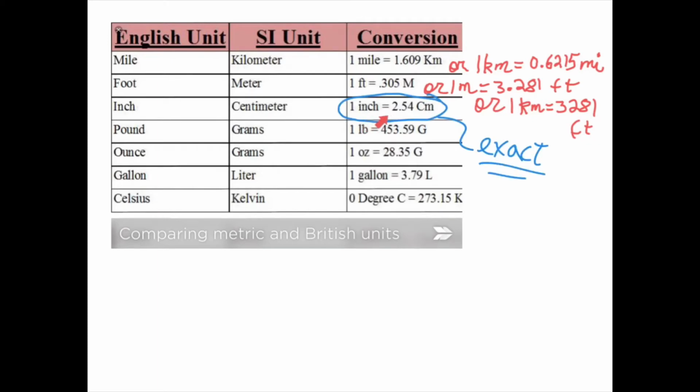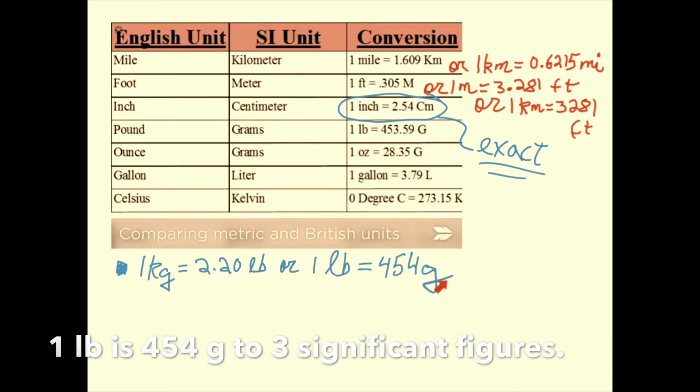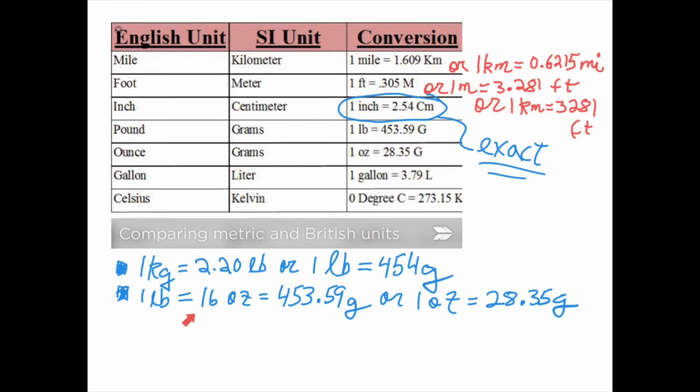1 inch is exactly 2.54 centimeters. A kilogram is 2.20 pounds at sea level, which means that a pound is a little bit less than a half of a kilogram. And of course, a kilogram is 1,000 grams. 1 pound is 454 grams to 3 significant figures. 1 pound is exactly 16 ounces, and it is also 453.59 grams. Dividing by 16, we get that 1 ounce is 28.35 grams to 4 significant figures.